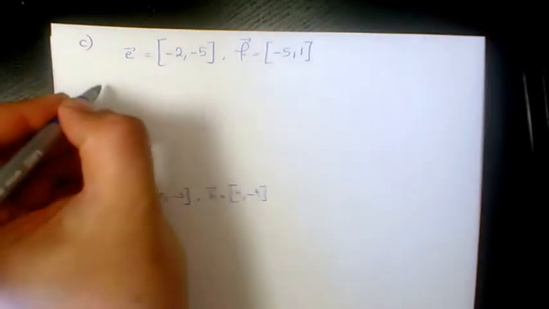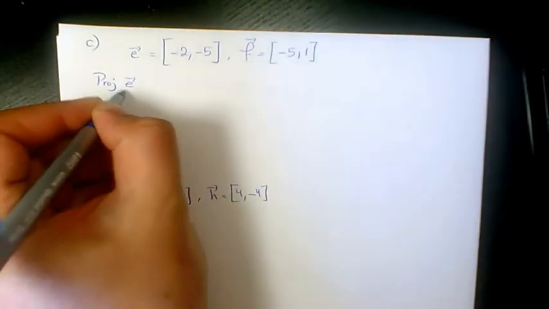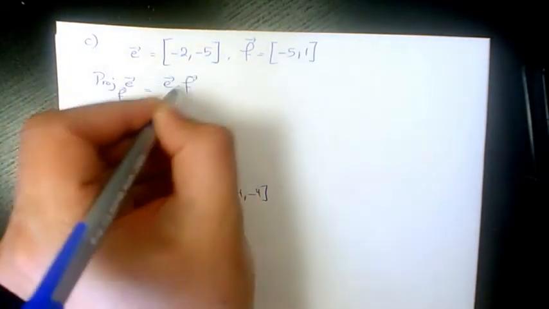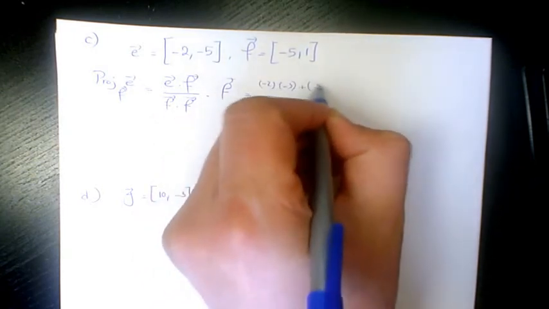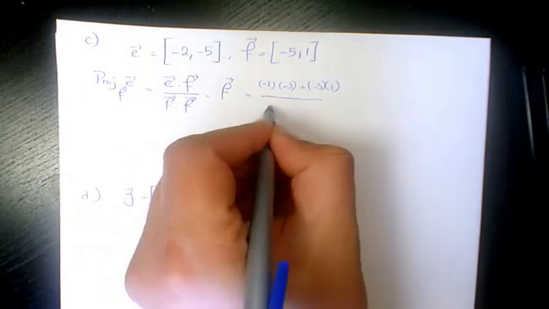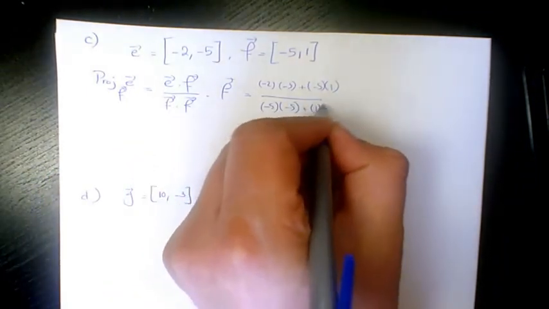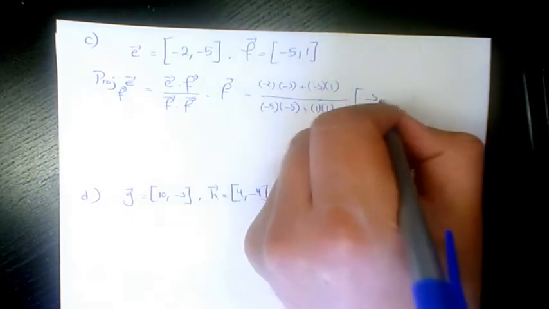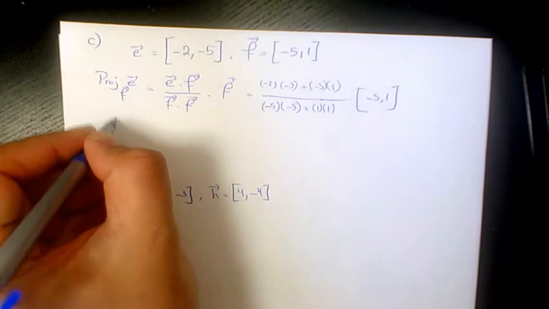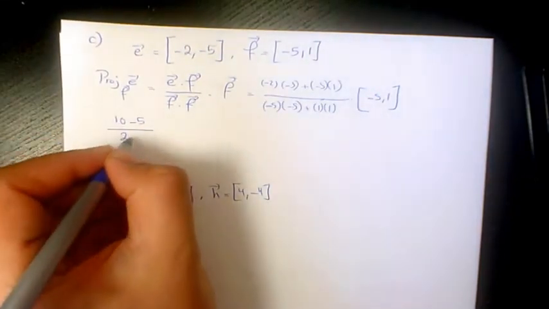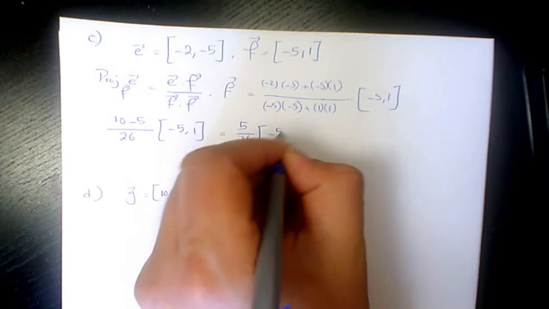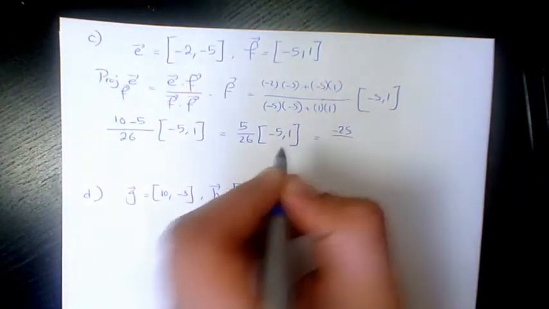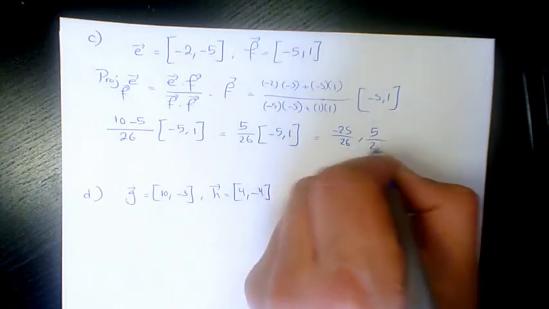Now in this example, we want to find the projection of E on F. So it's going to be the dot product of E and F over the dot product of F and F, multiplied by F. The dot product of E and F is negative 2 times negative 5 plus negative 5 times 1, divided by the dot product of F and F, negative 5 times negative 5 plus 1 times 1, times F, which is negative 5 and 1. Negative 2 times negative 5 is 10, minus 5, divided by 25 plus 1 is 26, times negative 5 and 1. So we have 5 over 26, times negative 5 and 1. So that will be negative 25 over 26 and 5 over 26.